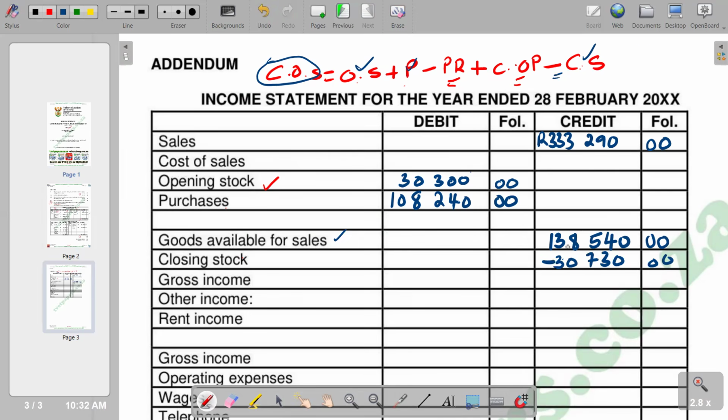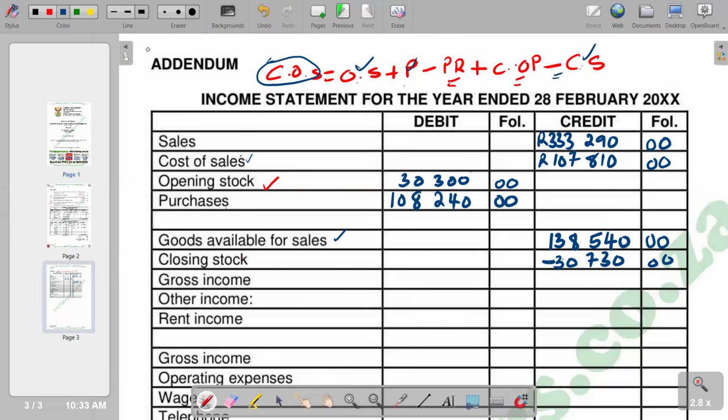So if you now subtract goods available for sales minus closing stock, 130,540 minus 10,730, you get a cost of sales, of which we have got the description of cost of sales here. So it means you have to put your figure here as a cost of sales, which is 107,810. So that is what we have. We put our cents. So with that now, we have our cost of sales, we have our sales.